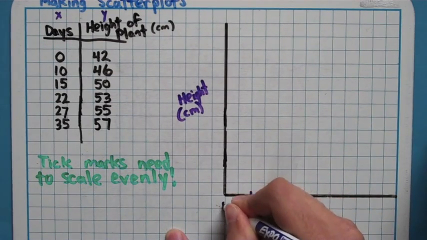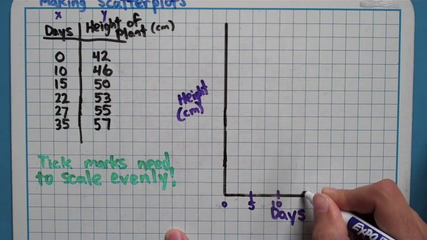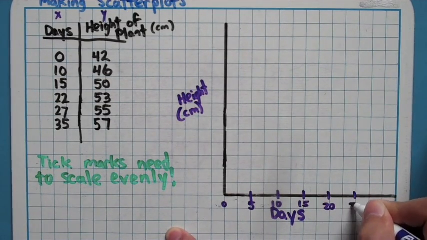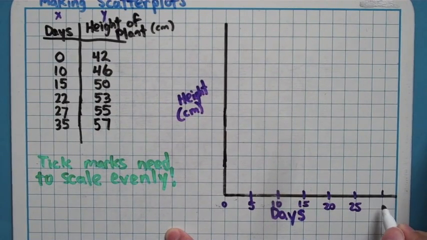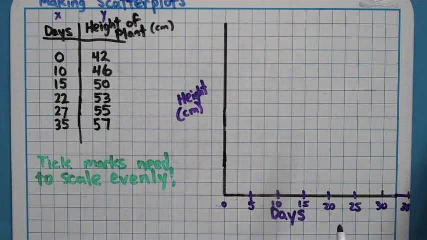So my 0 would be right here. 5 would be there. We got 10, 15, 20, 25, 30. And I guess maybe I need just a tiny bit more room here. Sorry about that. I'm going to put a 35 on the end there. So that's my tick marks for days. Notice they're evenly spaced, and they go up by the same amount each time.